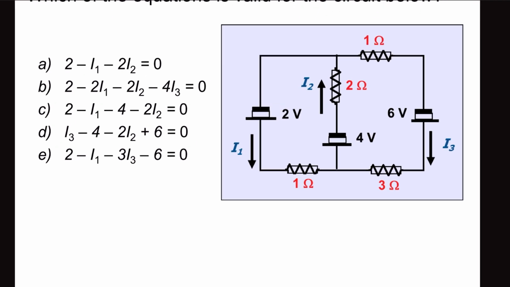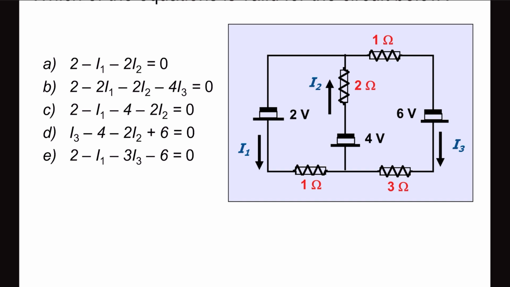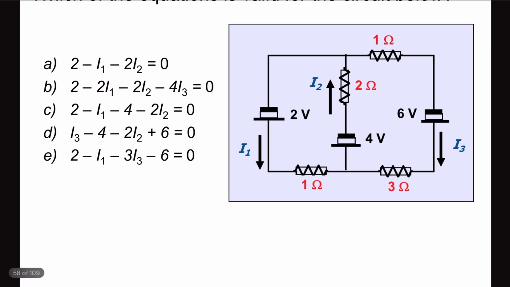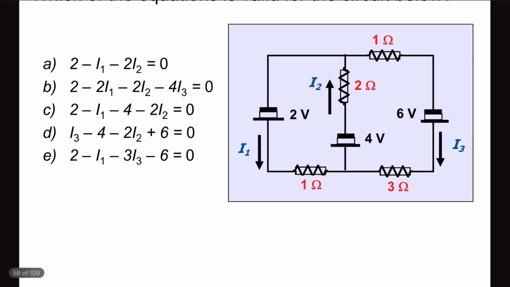So let's start by doing, well, this looks like all they did was the current rules. So if we look at this, we have I2 going up, which means if we follow that backwards, that means I2 is leaving that node. I3, as we follow it around to the left, is going into that node, and I1 is going into that node like that. So that's what we have going on right there.